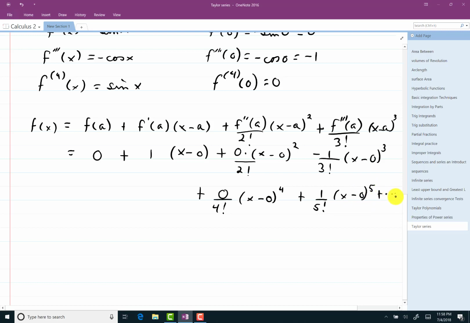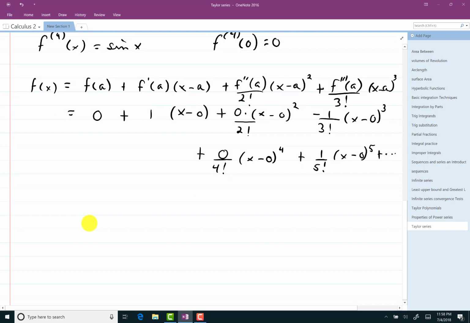And I'll stop right there. If you look at the terms that we have here, the 0th term is 0. But then the first term has a 1x. The second term has a 0, but the third term is negative 1 over 3 factorial.